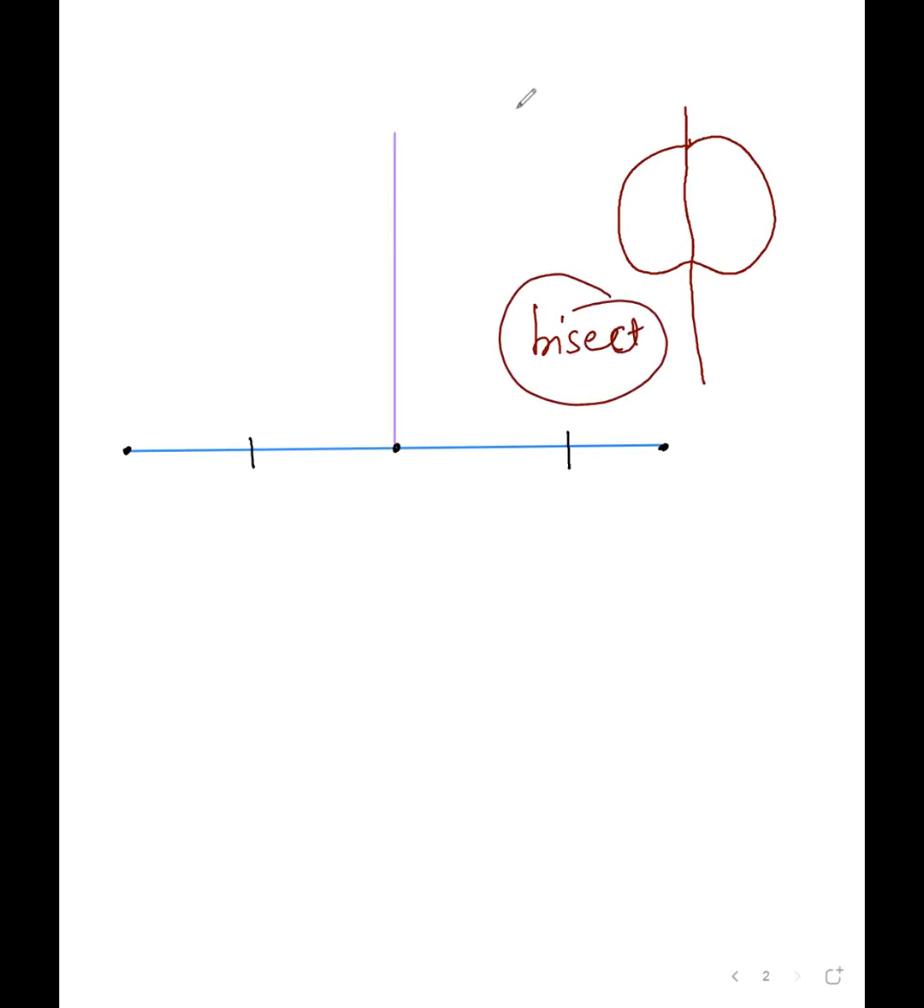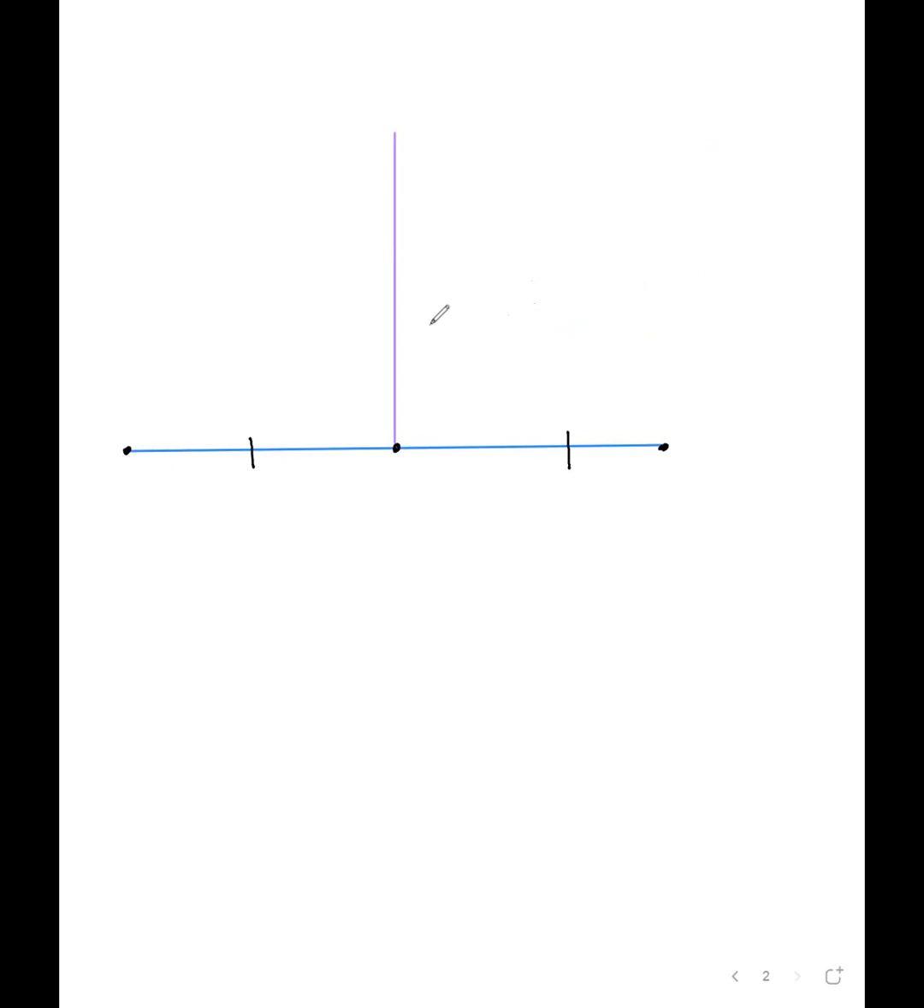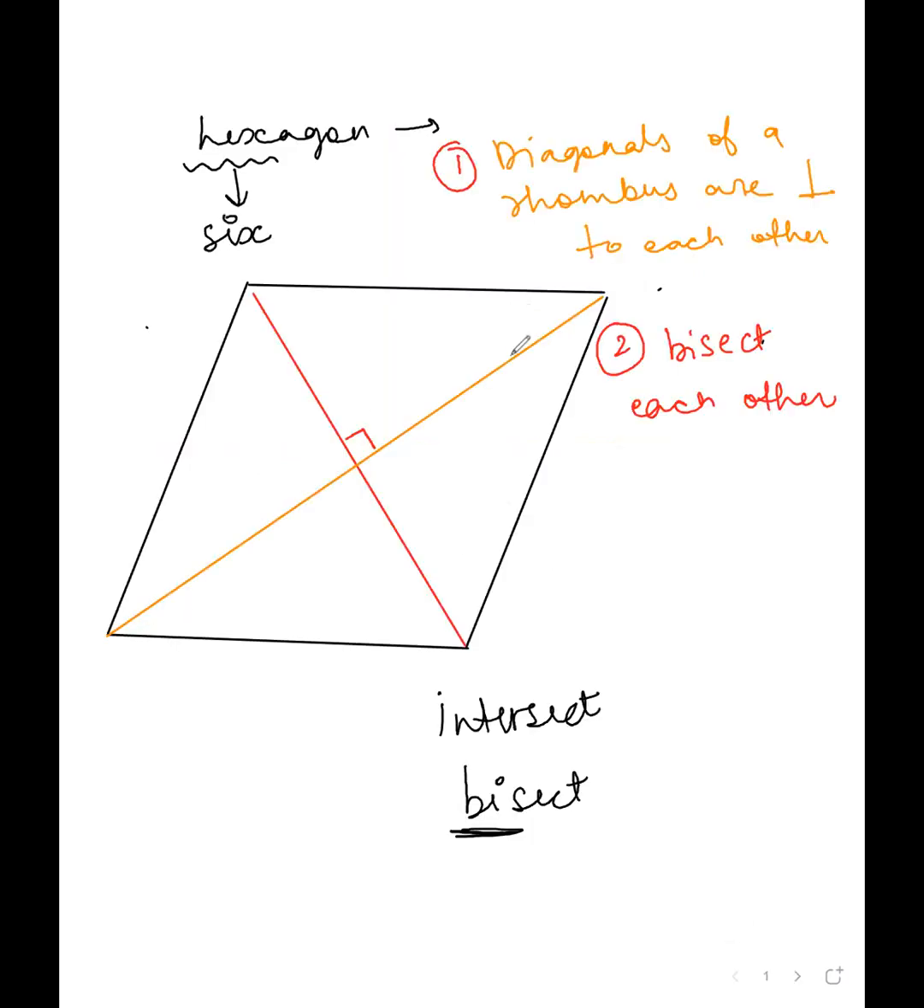But how are they intersecting? Can you see that they are intersecting? What is the meaning of intersecting? Like two lines cross each other. Yeah. Intersecting means crossing each other. Right now we are talking about the two diagonals, okay? Intersecting means crossing each other.